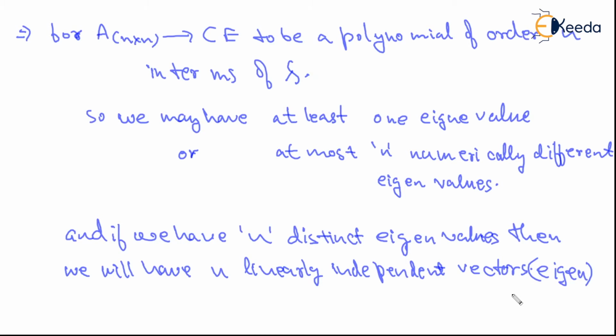So if you have an n cross n matrix, we can have n numerically different eigenvalues, and if we have n distinct values, then the eigenvectors will be n linearly independent vectors, right? Now there are some more properties.